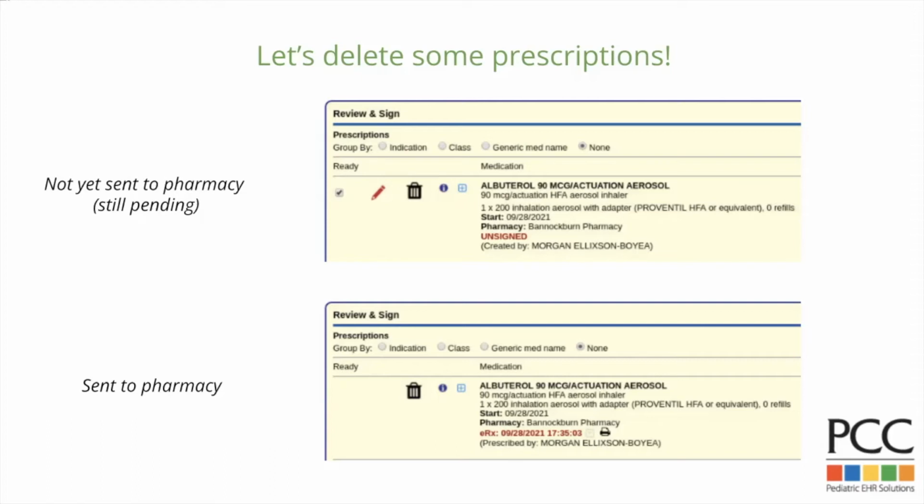Once you've already sent the prescription to the pharmacy, you'll see what I'm showing here at the bottom. There's no pencil. You can't edit a prescription that you've already sent. You'd want to delete and start over. But also in the red text here, you'll see eRx with what we call a date and time stamp. So you'll be able to see when that prescription was truly sent out. As I mentioned, if there was an error or somebody changed their mind, all you would do here is hit that trash can.